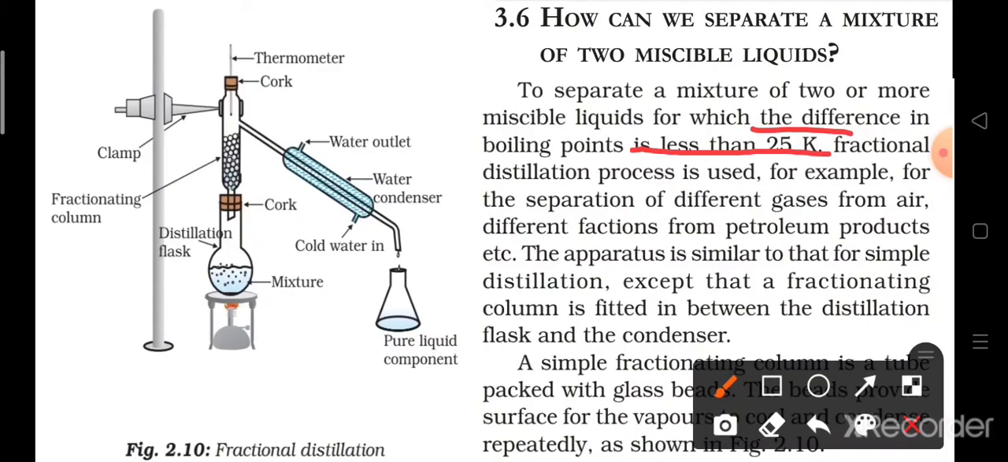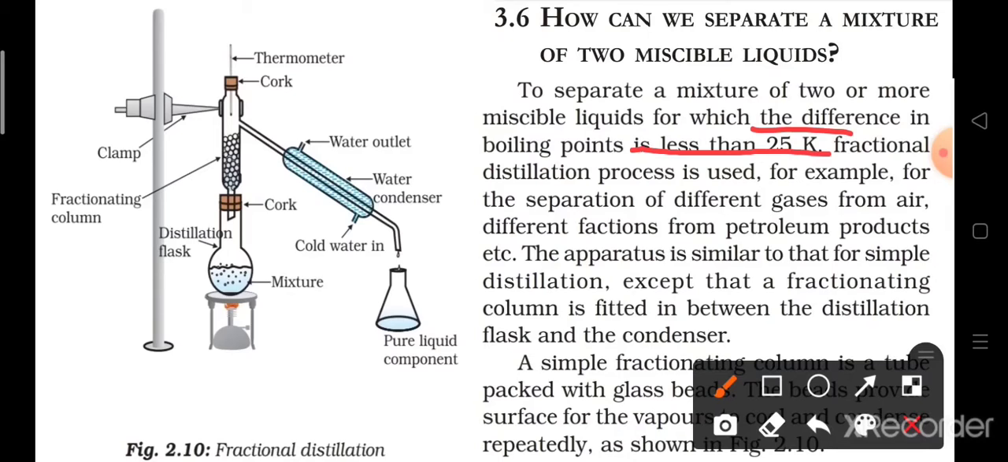But 25 Kelvin is not equal to 25 degrees Celsius. Over here it is the difference between the boiling points that is 25, either in degrees Celsius or in Kelvin. When you calculate in degrees Celsius, it will be in degrees Celsius. If you calculate in Kelvin, it will be in Kelvin, but the difference amount will remain the same, that is 25 degrees Celsius.